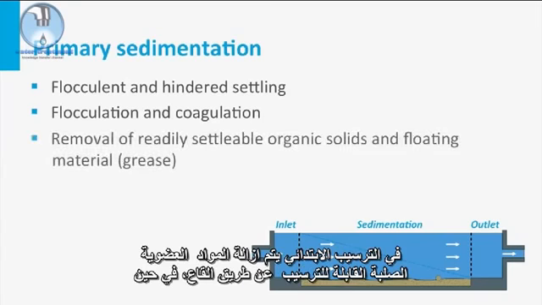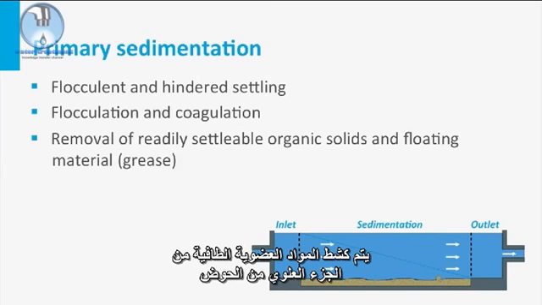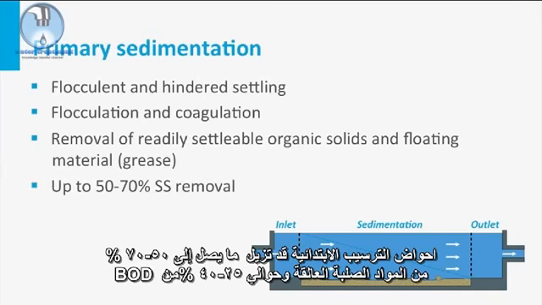In the primary clarifier, the settleable organic solids are removed via the bottom, whereas the floating organic matter is skimmed from the top part of the tank. A primary clarifier may remove up to 50–70% of the suspended solids and about 25–40% of the BOD.